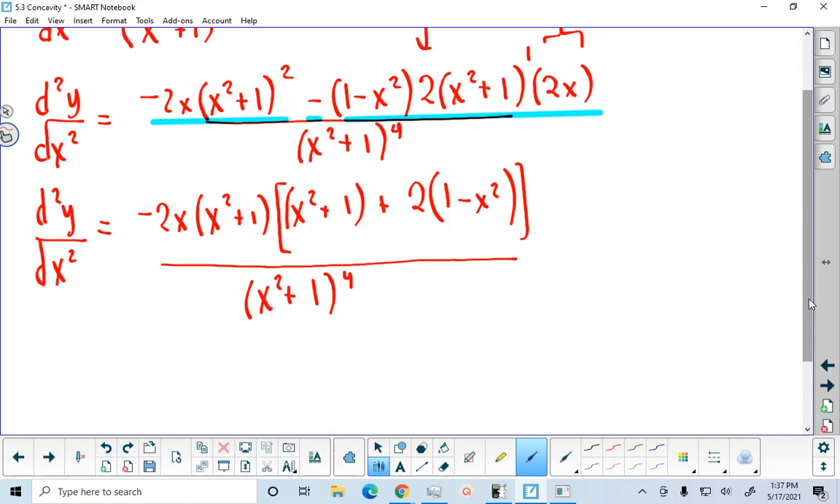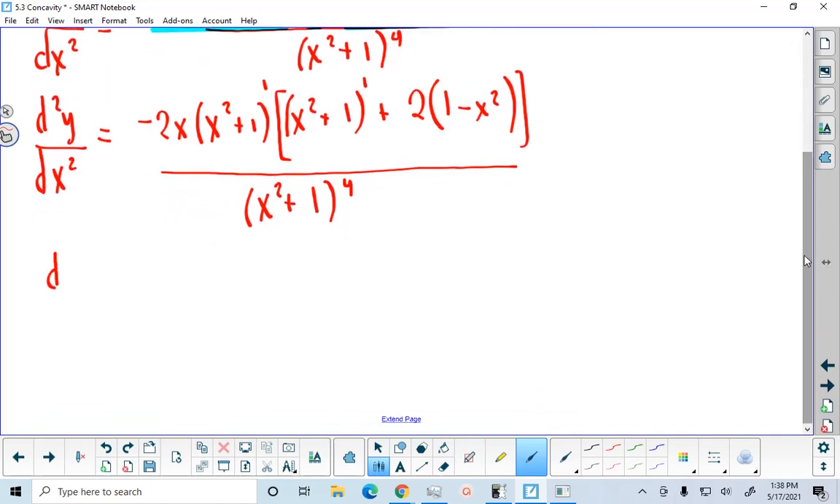Double check that. I took out the negative 2x. I took out the x squared plus 1 to the 1. Out of the first term, I will have left x squared plus 1 to the 1. Out of the second, I will have a 2 and a 1 minus x squared. By the way, with these questions, and this is what we're working on for the rest of the week, really take your time. If your second derivative chart has an error in it, you're going to go nuts trying to figure out what the graph looks like if your first derivative chart is correct and your second is incorrect. It's already tough enough.